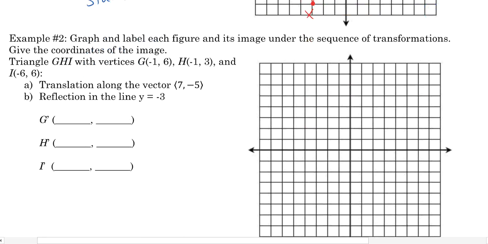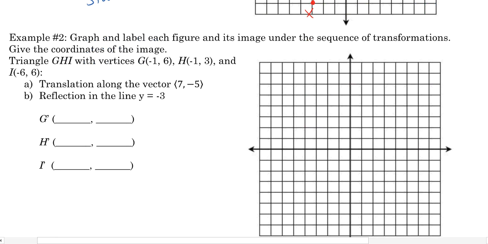Looking at example 2, we're going to graph another triangle. So we have GHI, with vertices G at -1, 6, and that is G. H is at -1, 3. And I is at -6, 6. And that is your pre-image. If you did everything right, it should be a triangle.